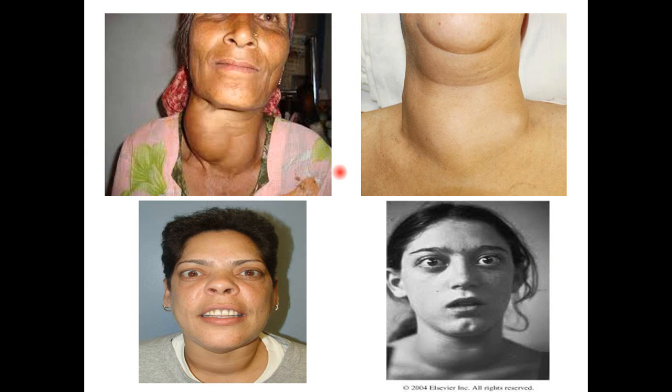This patient has big goiters with nodular goiter. This is nodular goiter. This is also nodular goiter. This patient has diffuse goiter, diffuse goiter in patients with Graves' disease, thyrotoxicosis. We will see how clear the eye signs are. The eye signs of thyrotoxicosis are exophthalmos, lid lag, lid retraction, and ophthalmoplegia.